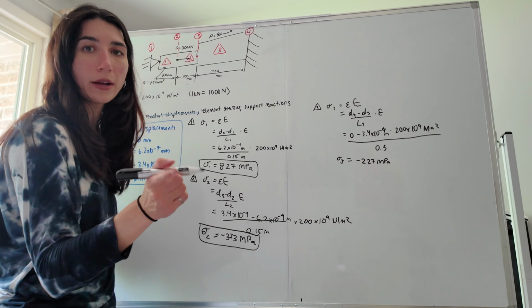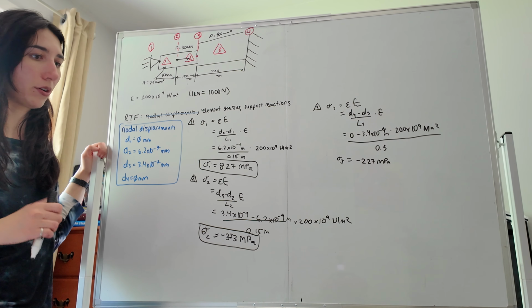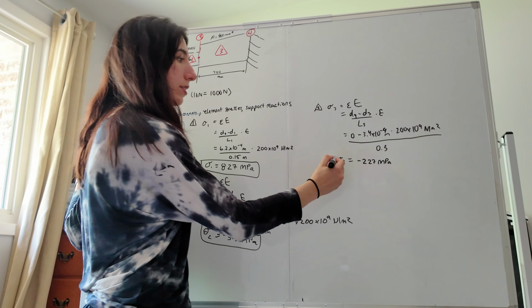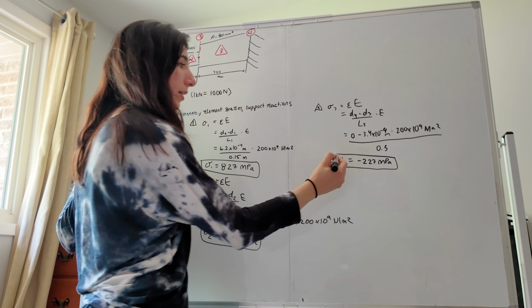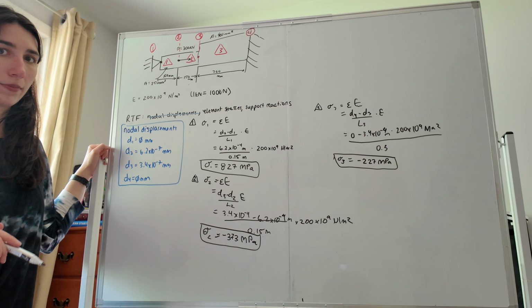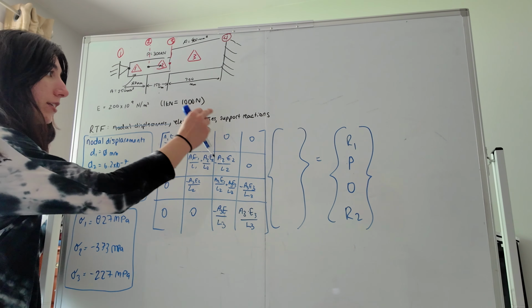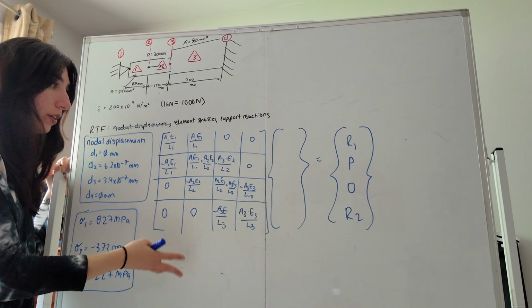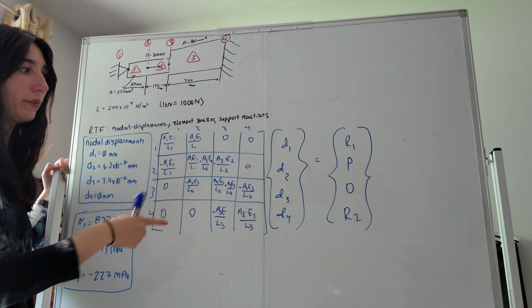Due to how you end up rounding the numbers that you use in your stiffness matrix, you might get slightly different values than I did, but ultimately they should round close to what's presented on the board. Last but not least, we want to find the support reactions. So let's go back to our global equilibrium equation. I have just rewritten it on the board.